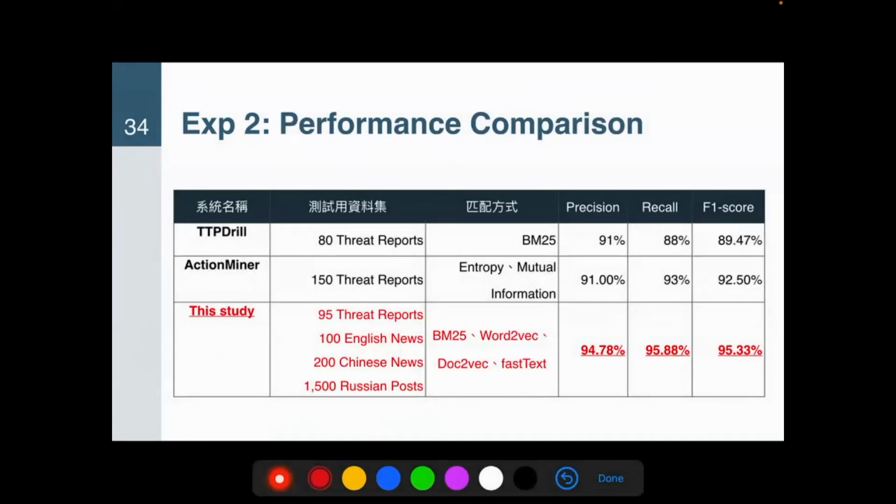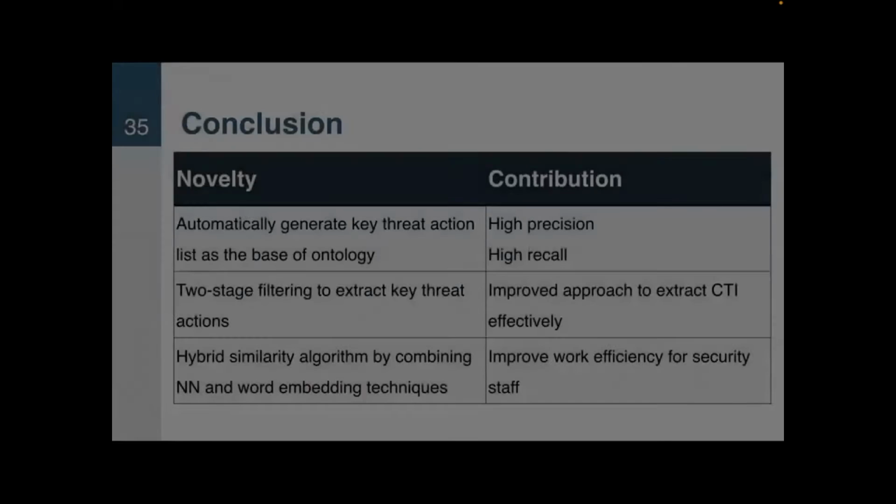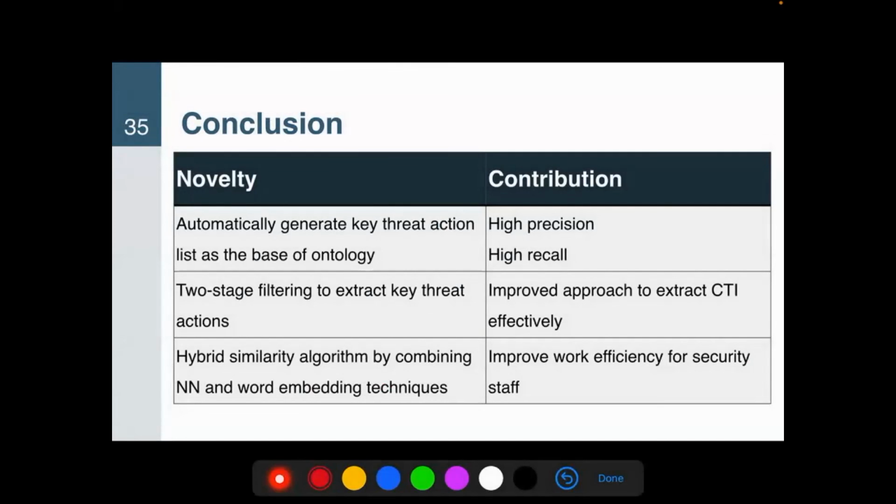And for performance comparison, we compare with the past two research works, and our performance is better than theirs. So the conclusion is it is possible to automatically extract key threat actions without human intelligence. And the two-stage filtering can extract key threat actions. And if we apply hybrid similarity algorithms, we can improve the detection rate. That concludes my presentation.